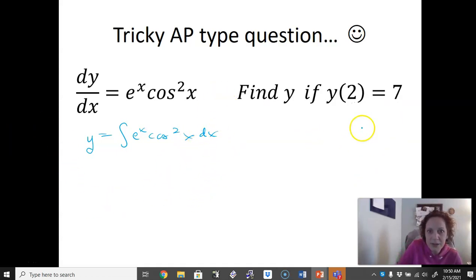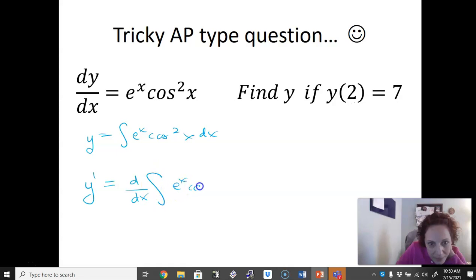All right, so I want to take the derivative of an integral here. So I'm going to have a fundamental theorem. So in other words, when I do y prime, it's going to be the derivative of this, and I need that to come out to 7. Okay, so check this out. Watch what they do. This is so sneaky.